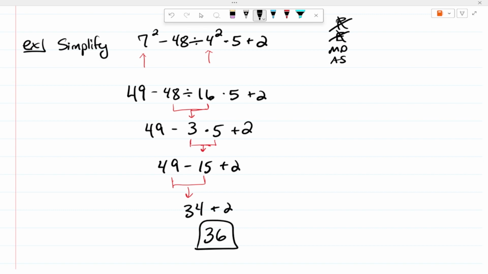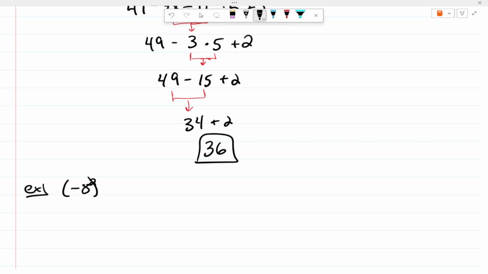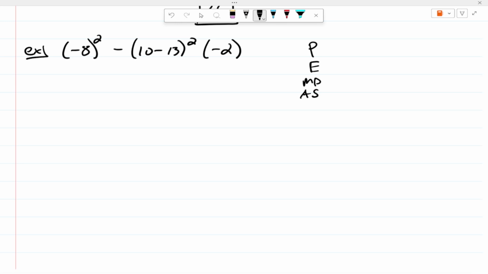Now I'm going to do one more for us, and then we're going to move on into chapter 6, section 1. So we have the quantity of -8 raised to the second minus the quantity of 10 minus 13 raised to the second multiplied by -2. So once again, I'm just going to write these out real fast. Now, do I see parentheses? Yes, I see 2 of them. But let's be more specific now. With this first grouping, other than the number -8, there's nothing else in there. So there's nothing else I can do in there, so I don't have to worry about that.